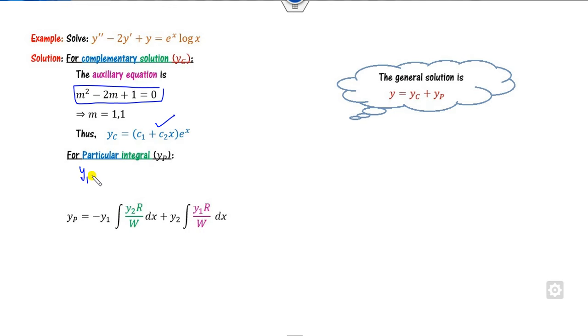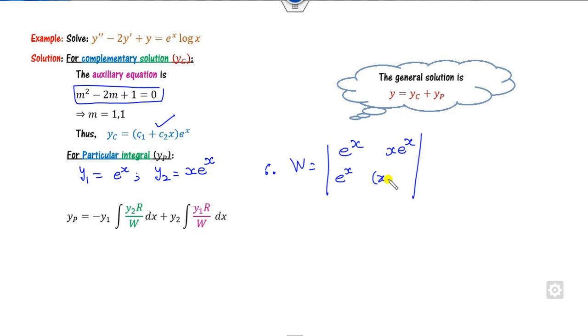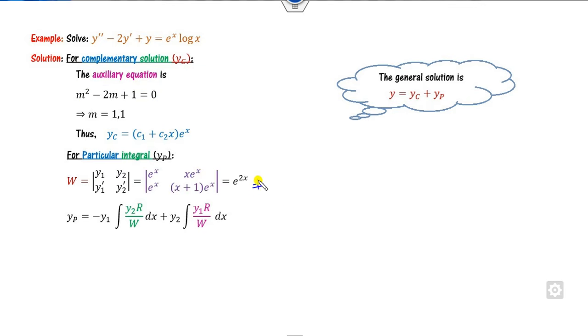What is the value of the y1? Coefficient of the c1 is, if you multiply them, it's e raised to power x. What is my y2? It is x e raised to power x. So what is the Wronskian? If you write the Wronskian as e raised to power x, x e raised to power x divided by their derivatives, that will be x plus 1 e raised to power x. So if you open this bracket, you will get e raised to power 2x, which clearly says that it's non-zero. Now I can substitute the y1 and y2 here.